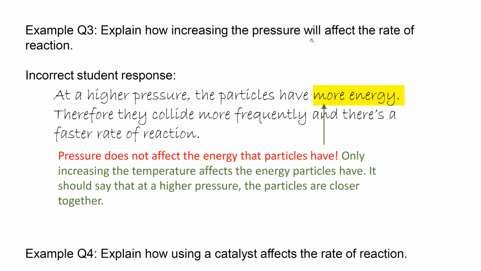Explain how increasing the pressure will affect the rate of reaction. The student's written this. At a higher pressure, the particles have more energy. Therefore, they collide more frequently and there's a faster rate of reaction. Okay, so this collide more frequently is good, but they've said the particles have more energy at a higher pressure. Remember, pressure does not affect the energy that the particles have. Only increasing the temperature affects the energy the particles have. So this should say that the particles are closer together if it's talking about pressure.